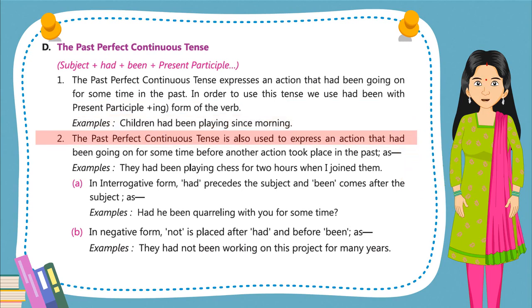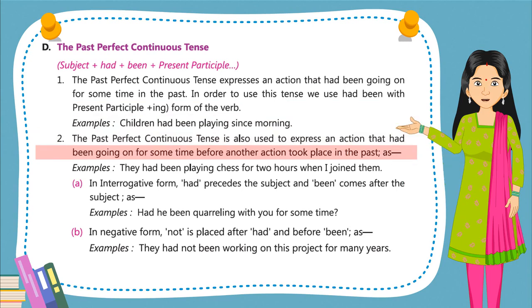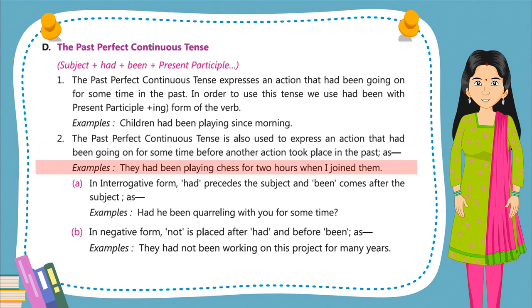2. The past perfect continuous tense is also used to express an action that had been going on for some time before another action took place in the past. As, example, they had been playing chess for 2 hours when I joined them.